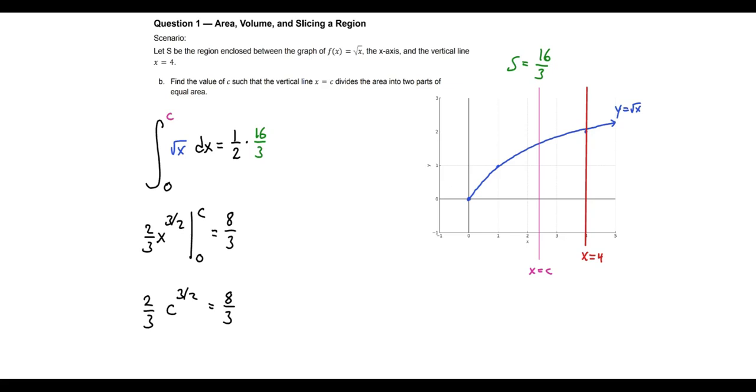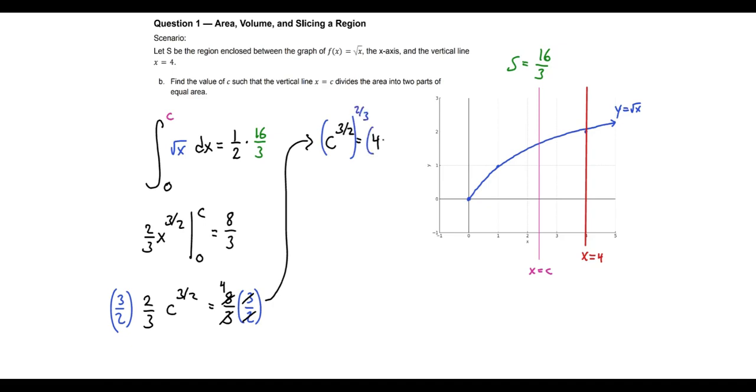Let's multiply both sides by 3/2. Over here, this is nice because the 3's will cancel. That will cancel with that, leaving us with a 4 there. Now we have c to the 3 halves equals 4. And now we're going to raise both sides to the 2/3 power.